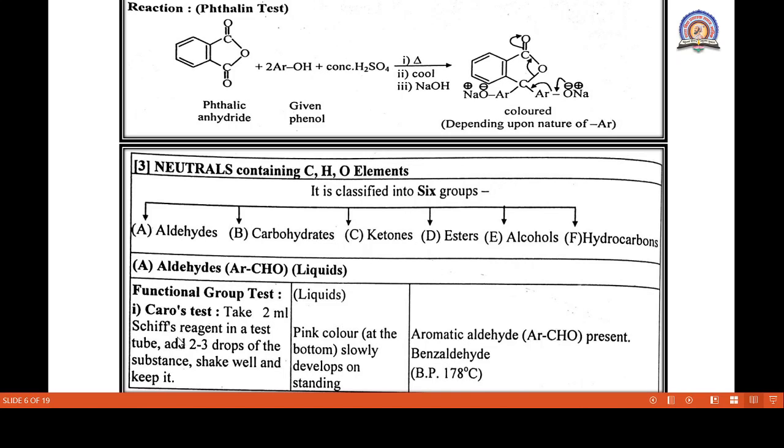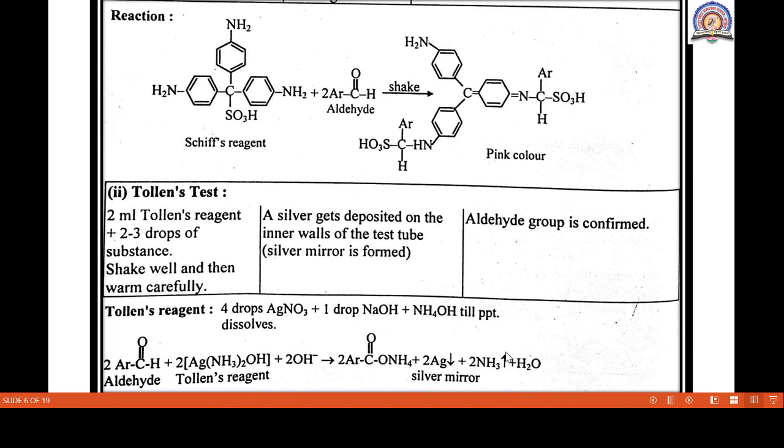Take 2 ml Schiff's reagent in a test tube. Add 2-3 drops of our substance. Shake well and keep it. A pink color slowly develops on standing. So aromatic aldehydes are present. So this Caro's test we perform in a test tube, and we observe the pink coloration. We conclude that aromatic aldehydes are present. And in that we take the boiling point. If the liquid is there, then that is nothing but benzaldehyde.